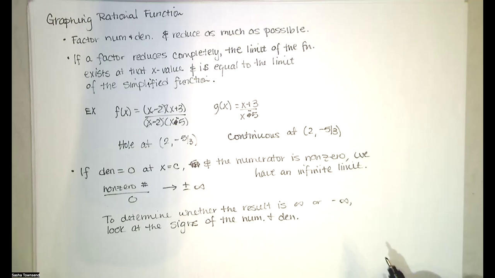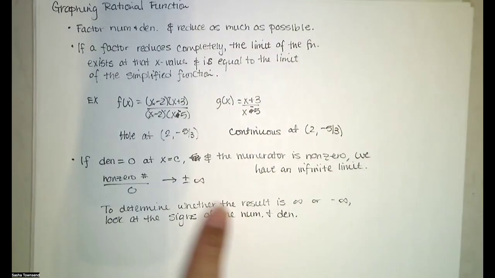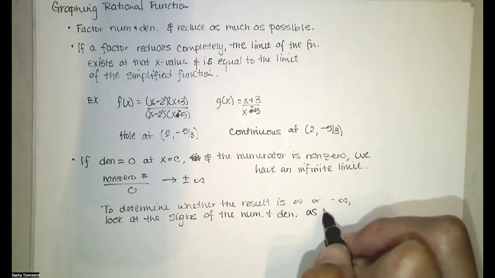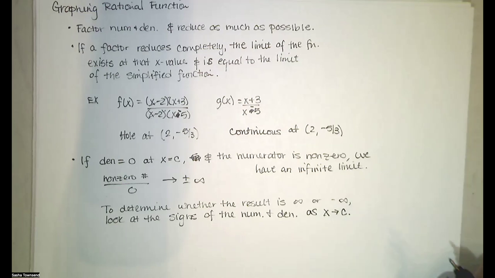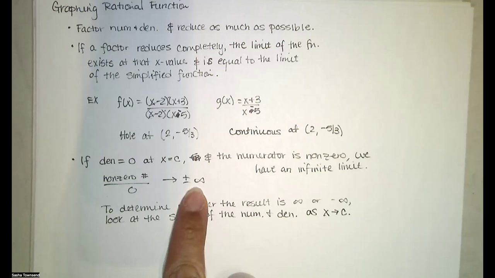We're looking at the signs of the numerator and denominator as x approaches c. So the denominator is going to approach 0, but we have to think about whether that's going to be a tiny positive number or a tiny negative number, and that will determine that sign there.